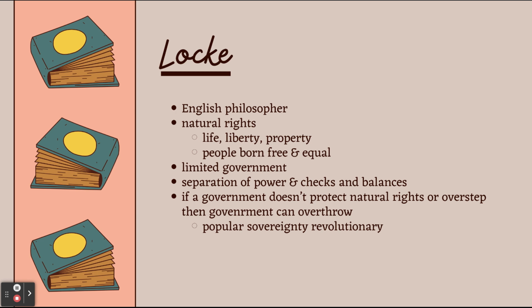He believed that people were born free and equal, and that no government system should be able to take those 3 rights away from anyone: the right to life, the right to liberty, and the right to property. Now, if you're looking at that list and it sounds somewhat familiar, it may be because two of those things are included in the Declaration of Independence.